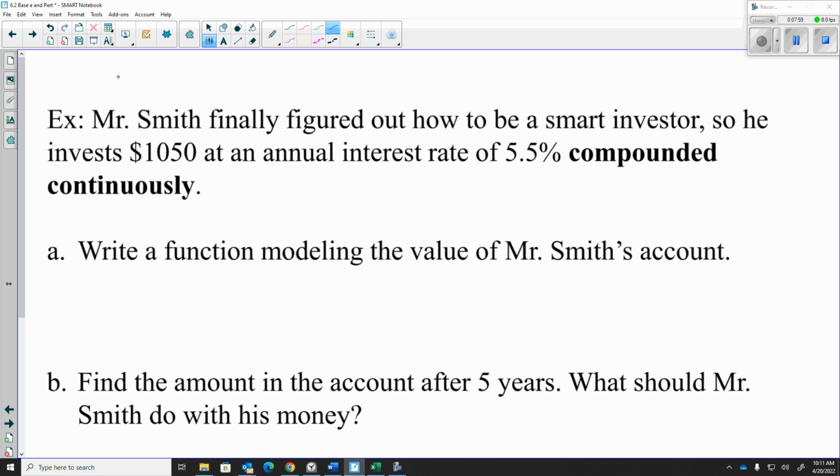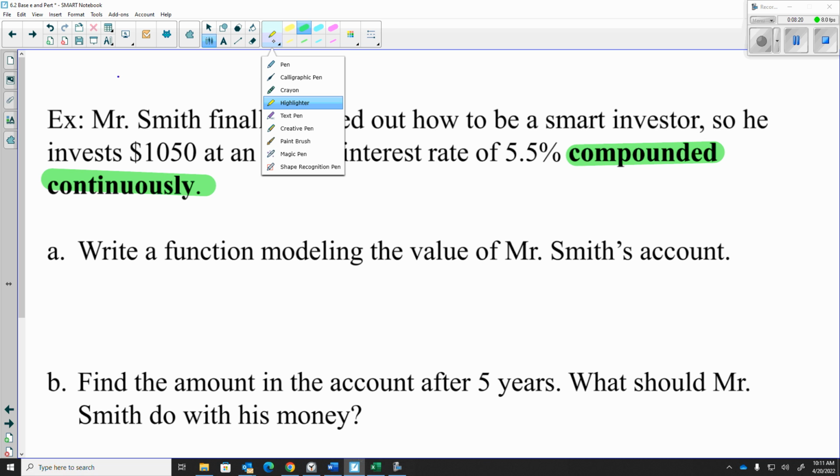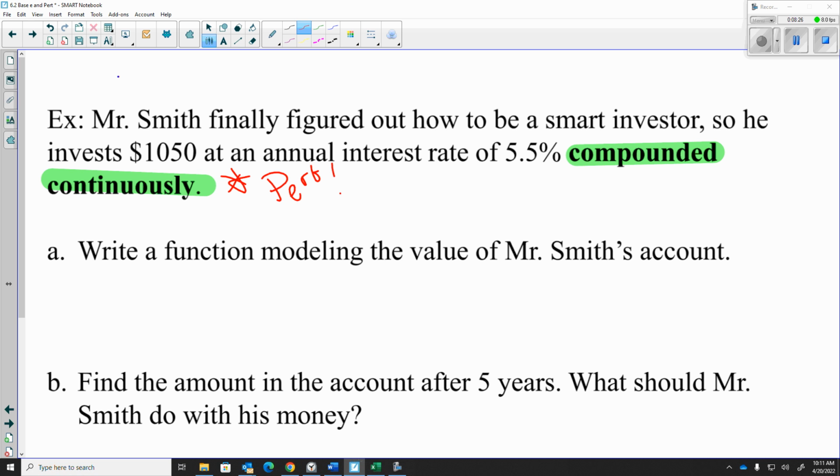And here's the big thing: it's compounded continuously. Those two words, compounded continuously, are the dead giveaway that I need to use Pert. So if it says compounded continuously, you use Pert. If it just says compounding interest, you use this. But if it has that word continuously, we're rolling with Pert, okay?